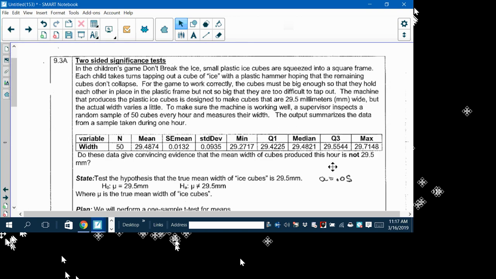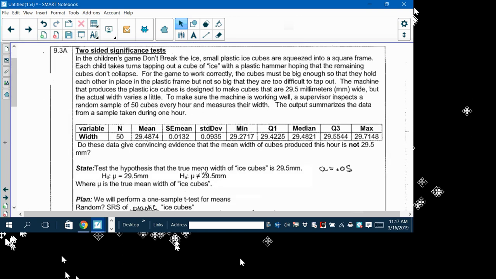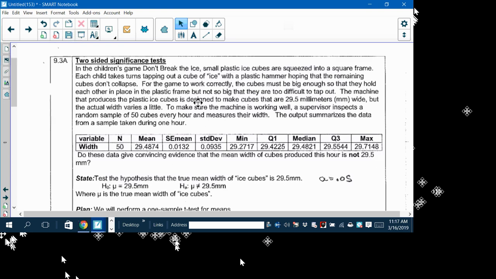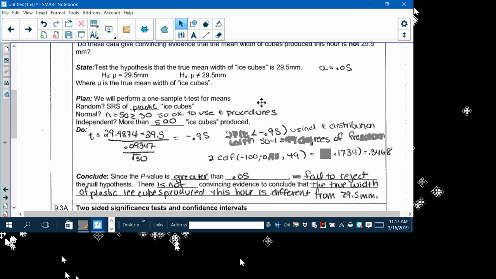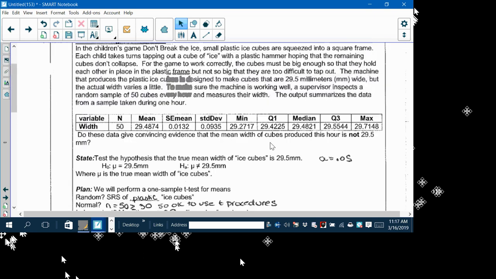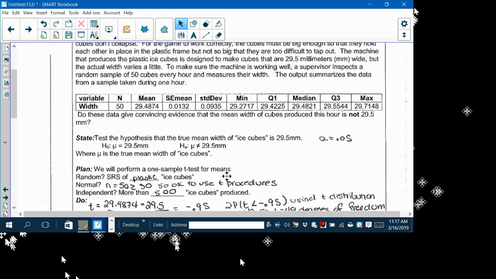Now let's talk about two-sided significance tests. Go ahead and read this and walk yourself through this. Now what happens is we're saying that our null hypothesis is that it's not equal to 29.5. They're saying that the mean is 29.5 millimeters for the width of the pretend ice cubes, and we're saying we don't think it is. All right. So we don't think it's either more or less, but it's not going to be that.